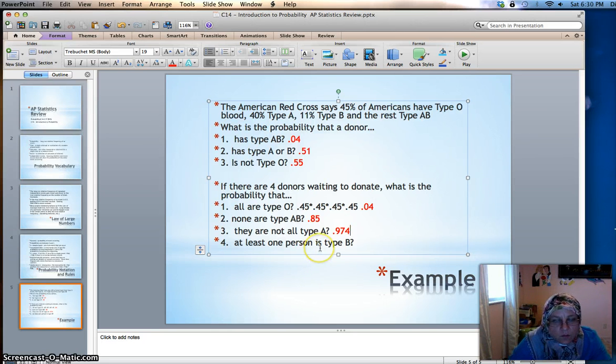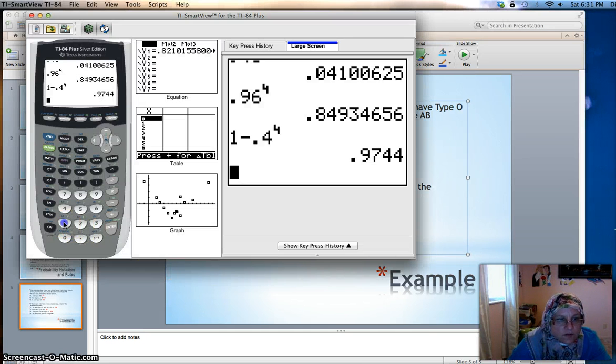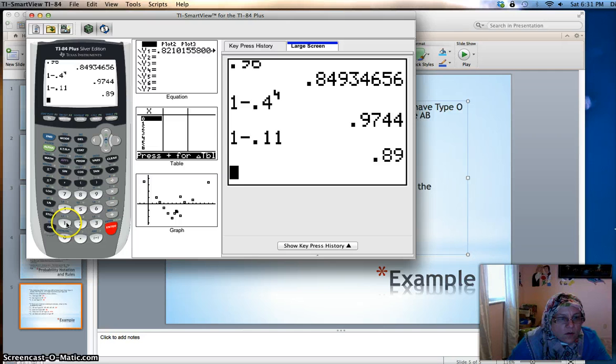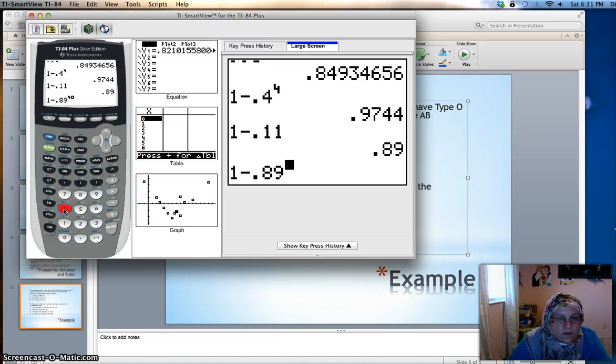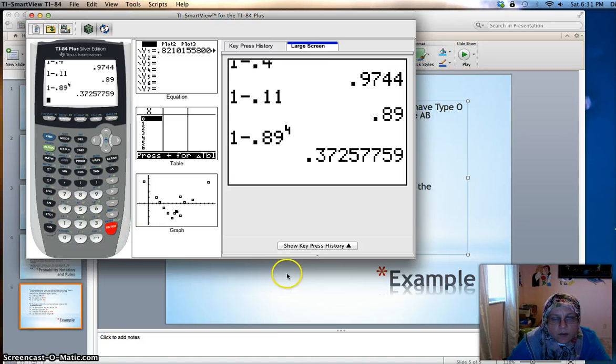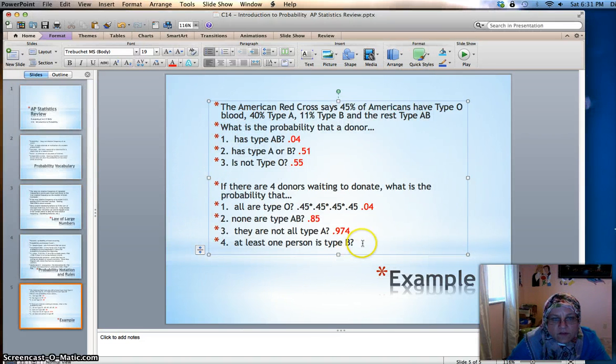So again, using the complement rule would be easier here. I can do 1 minus that nobody is type B, because that's the opposite of at least 1, right? At least 1 is 1, 2, 3, or 4, and the opposite of that is none. So I'm going to do 1 minus nobody being type B. So if type B is 11%, and we want not type B, so that's 1 minus 11% or 89%, right? And so I'm wanting 4 of those. So I'm doing 1 minus that we have nobody being type B. And so that's about 0.372.